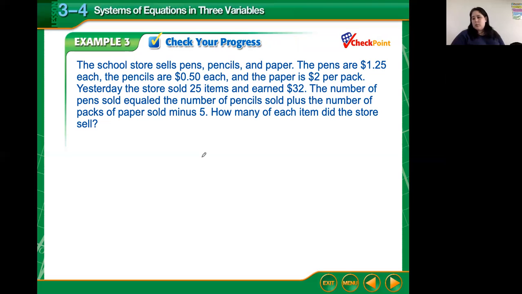There is a multiple choice portion of this, but just because of spacing, there's not an area to show your work. So I will show you the multiple choice after we work it out. Go ahead and pause, and then unpause when you're ready to check your work.